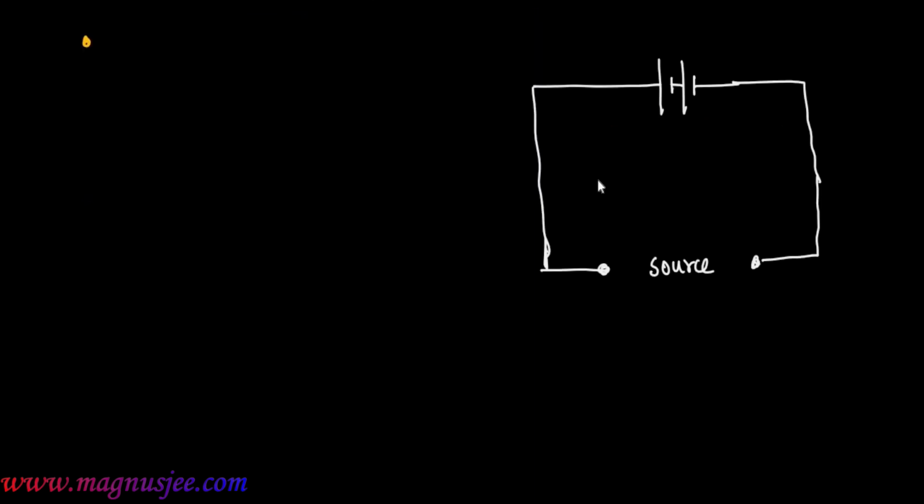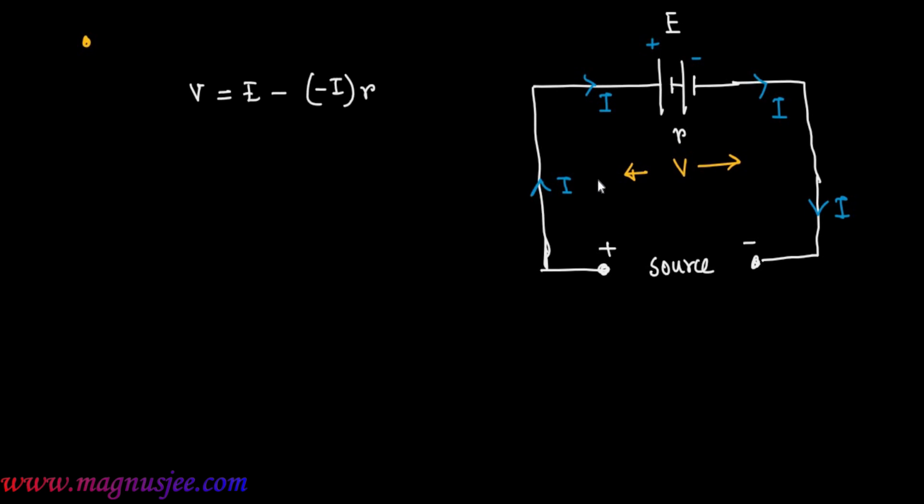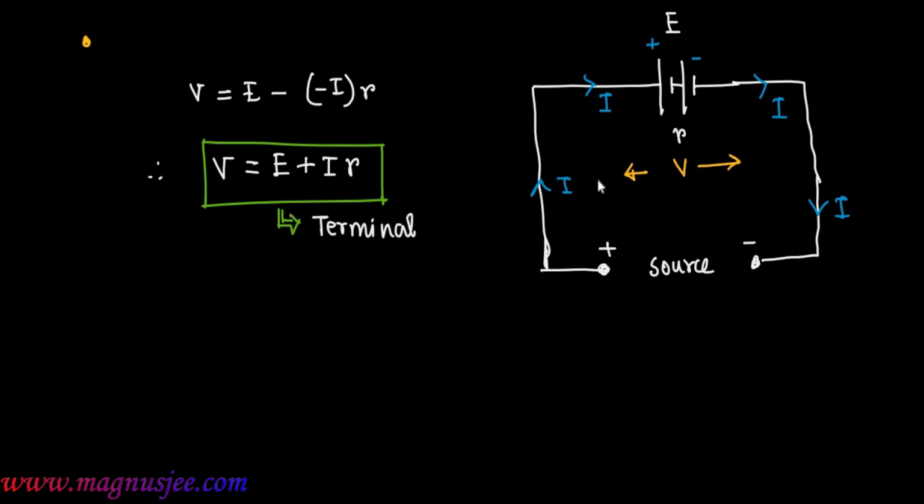If we consider charging of a battery, in that case the battery of EMF E and internal resistance r is connected to a source. The source sends the current I towards the positive electrode of the battery. V is the terminal voltage of the battery. In this case, because current I flows in the opposite direction, we get V equal to E plus I dot r, which is the terminal voltage of the battery during charging.